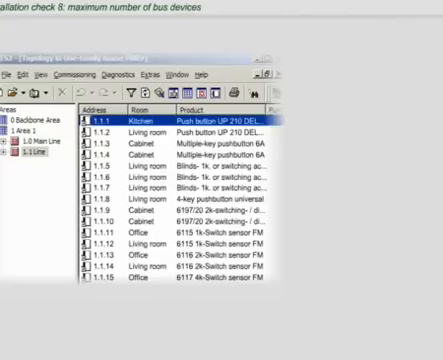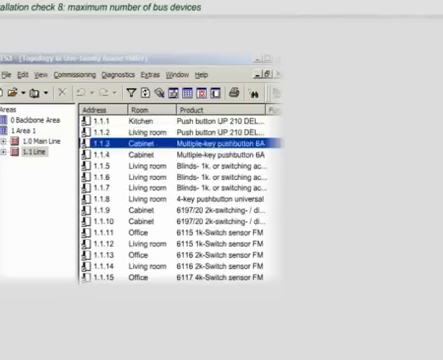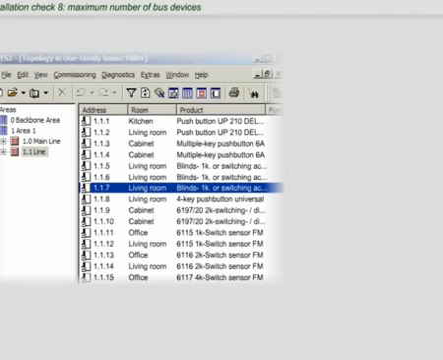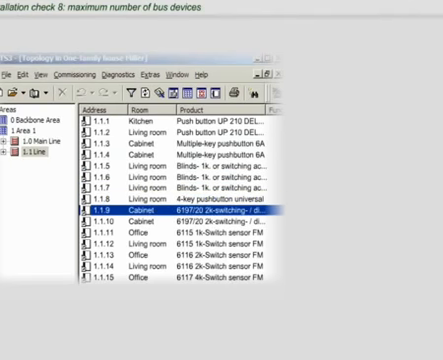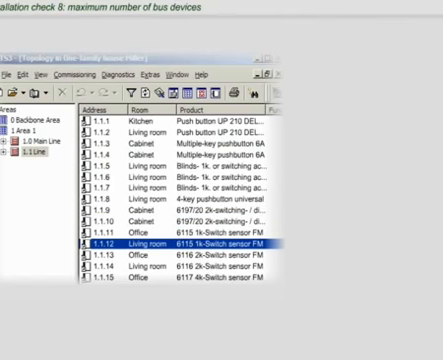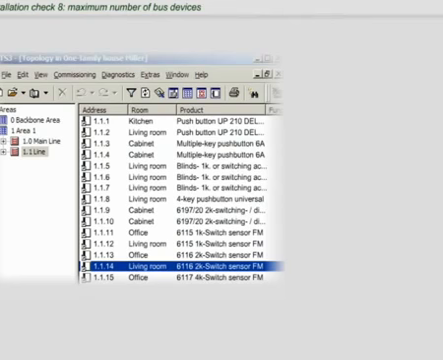The ETS topology view can be used to make sure that the current number of bus devices does not exceed the maximum admissible number of 64 bus devices. Control valves that are connected to the line count twice because their power consumption is higher.